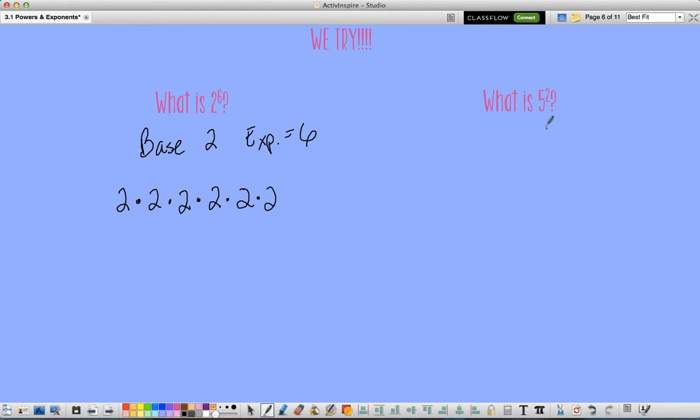5 to the 2nd power tells me that my base is 5. My exponent is 2, so I need to multiply 5 two times.